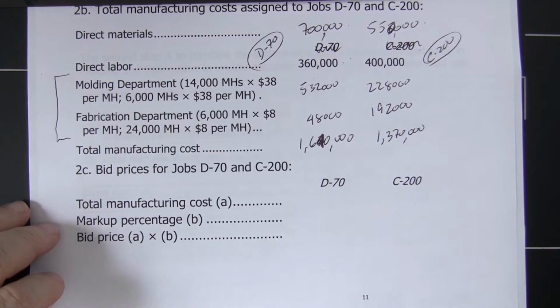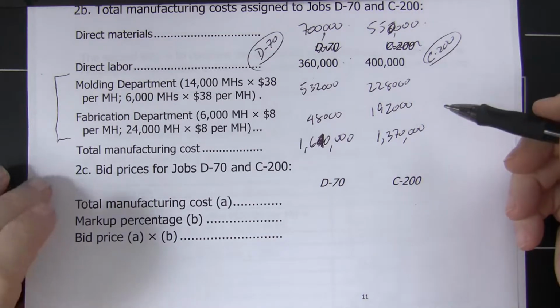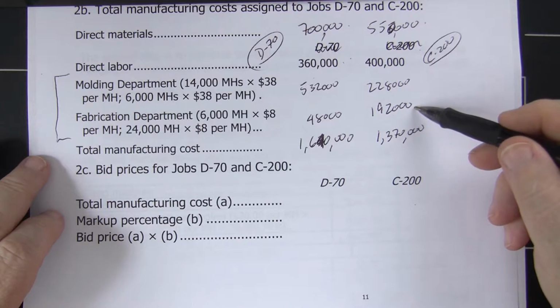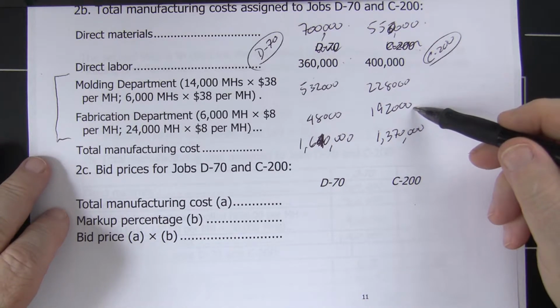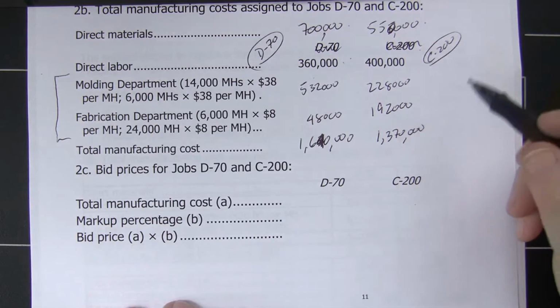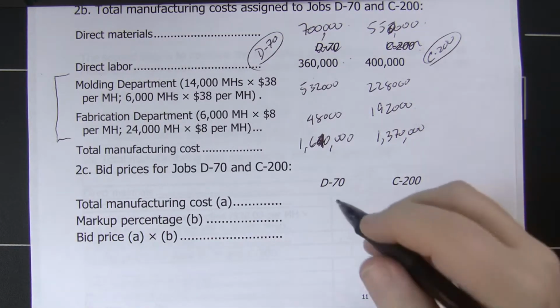But if you have a job like this where one uses much more of a more expensive department, like in this case, apparently whatever goes on in the fabrication department, C200 used a whole lot more of it. And they therefore should carry more of the weight of the overhead, more of the burden. So when you do that, you come up with a slightly different bid price.